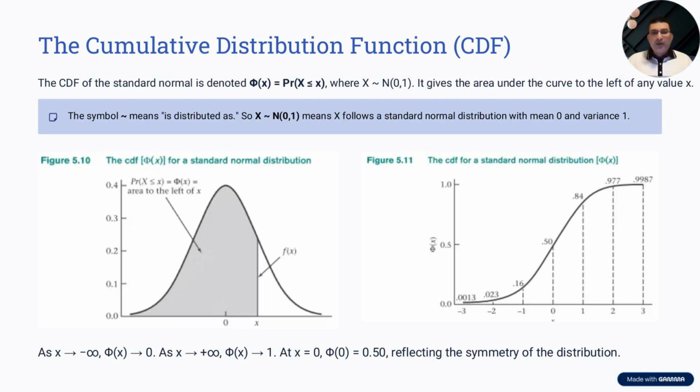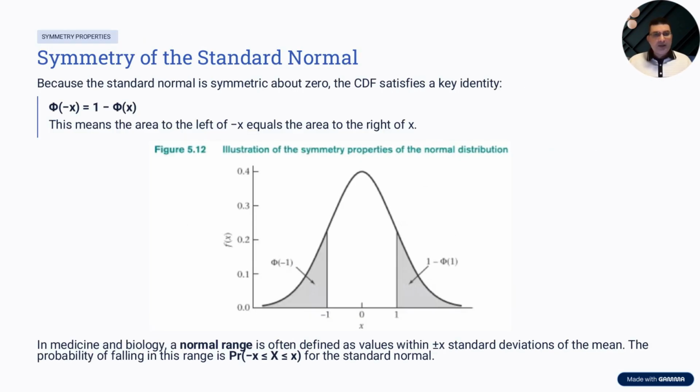We also use something called the cumulative distribution function, often written as phi of x. This tells us the probability that our standardized variable z is less than or equal to some value x. As you move far to the left, that probability gets closer to 0. As you move far to the right, it gets closer to 1. And right at the center, when x equals 0, the probability is 0.5, which makes sense because the distribution is perfectly symmetric.